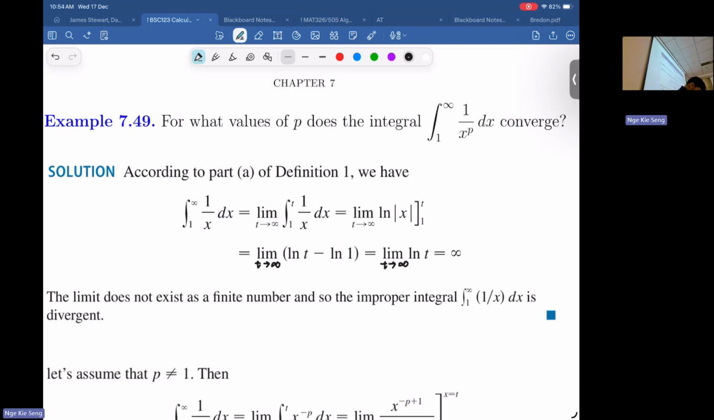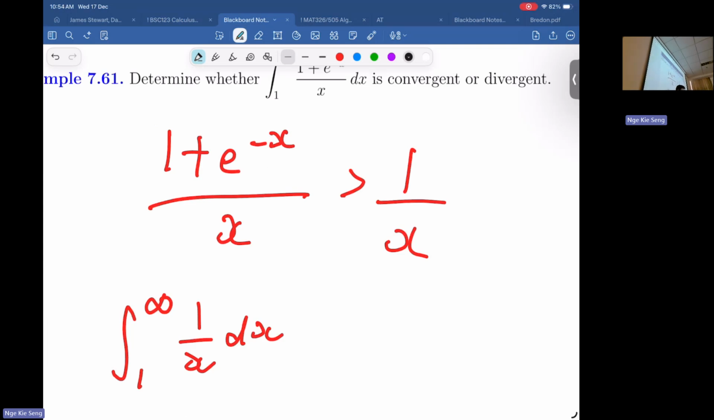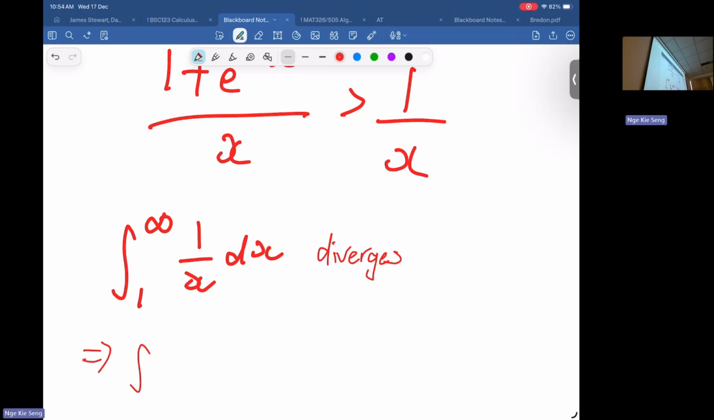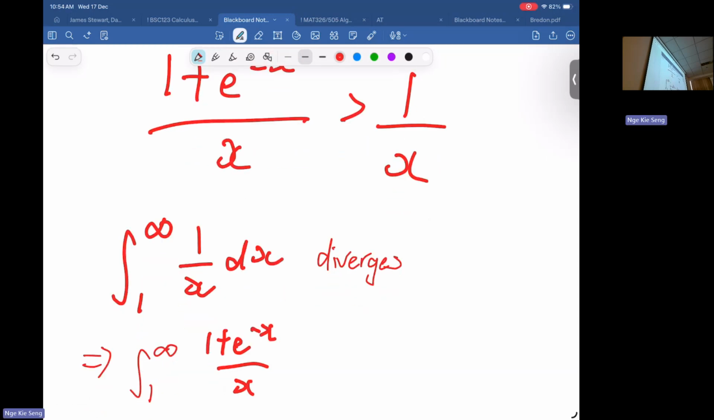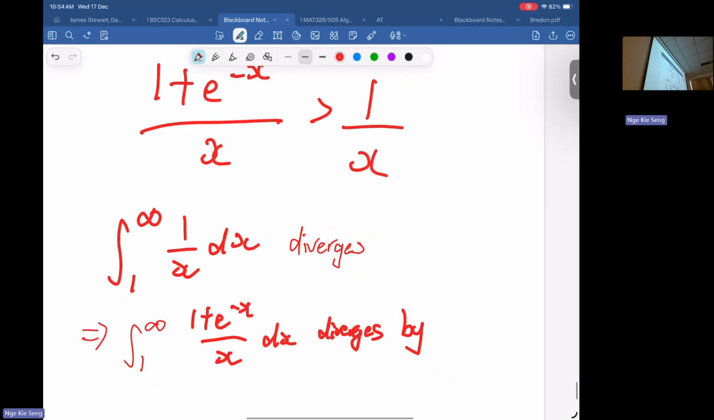So what can you conclude here? The smaller integral here has diverging area, meaning what? It will push this area into diverging as well, because the larger function will contain the area of the smaller function. So this integral diverging implies that the integral from 1 to infinity of 1 plus e to the minus x over x dx also diverges, by the comparison test.